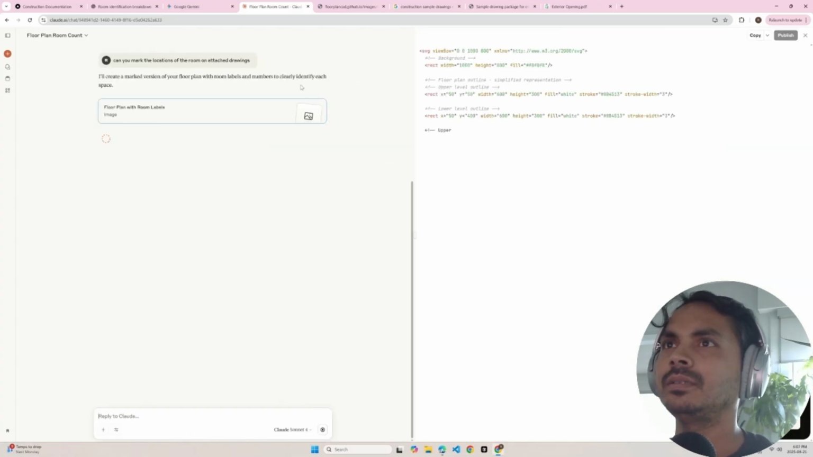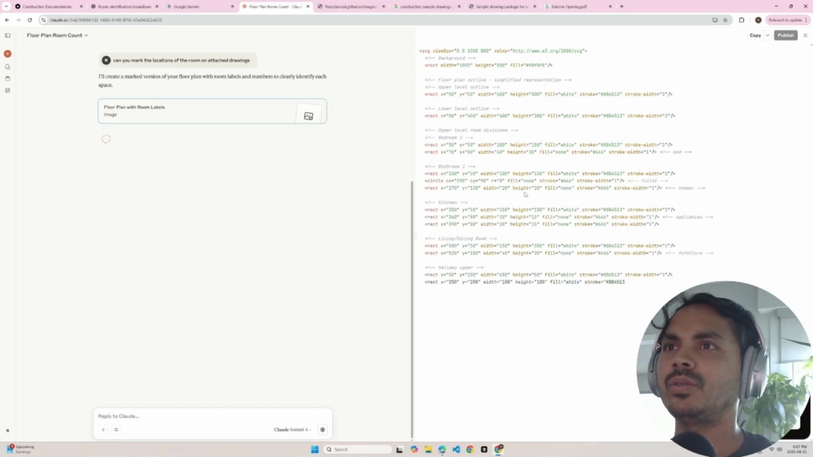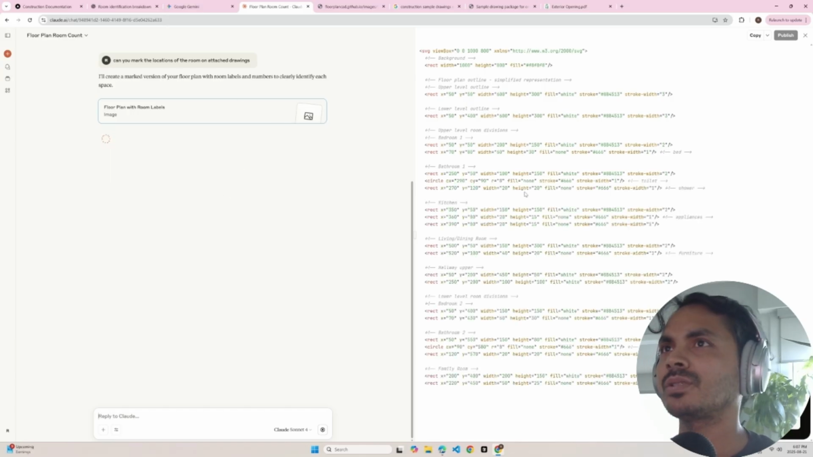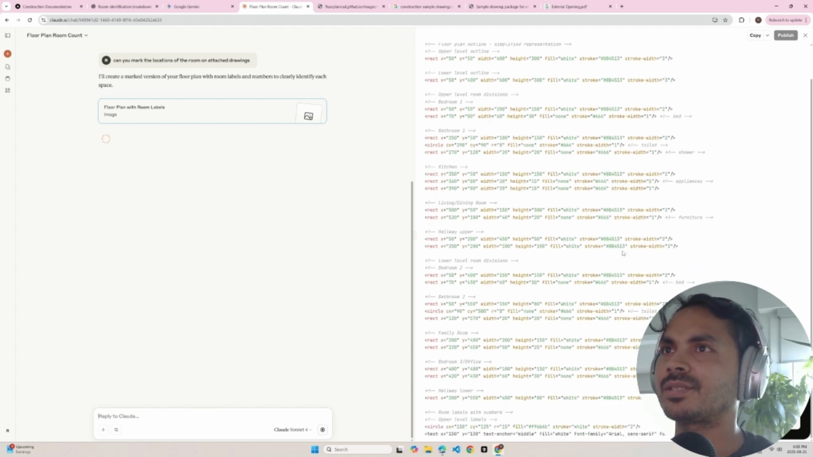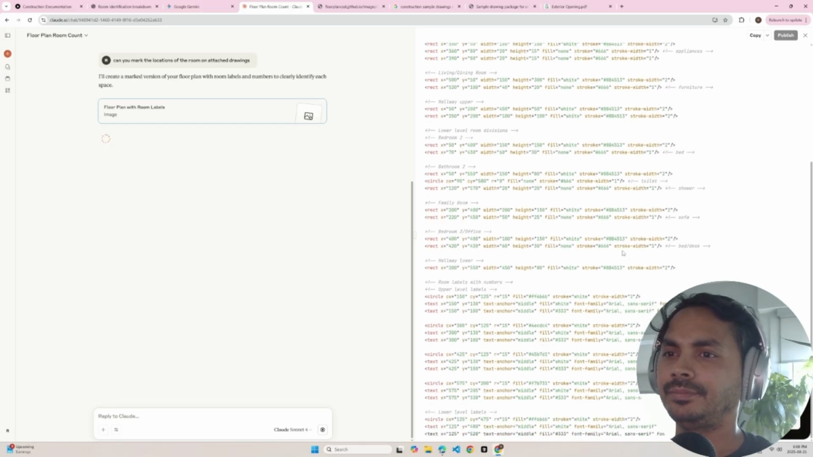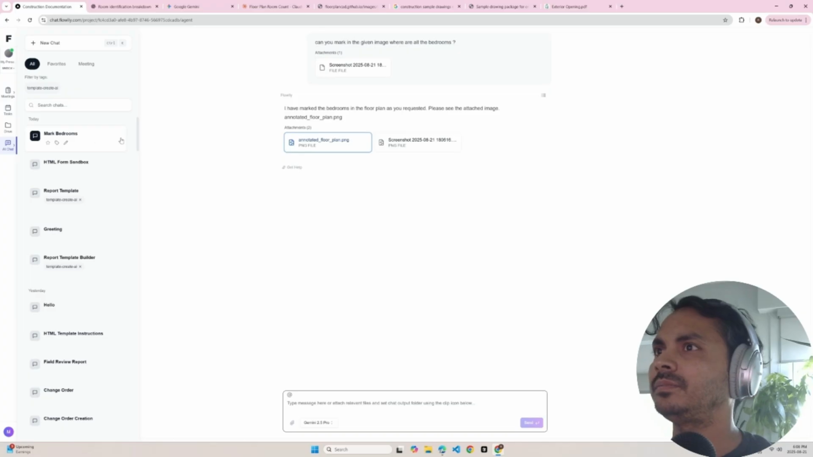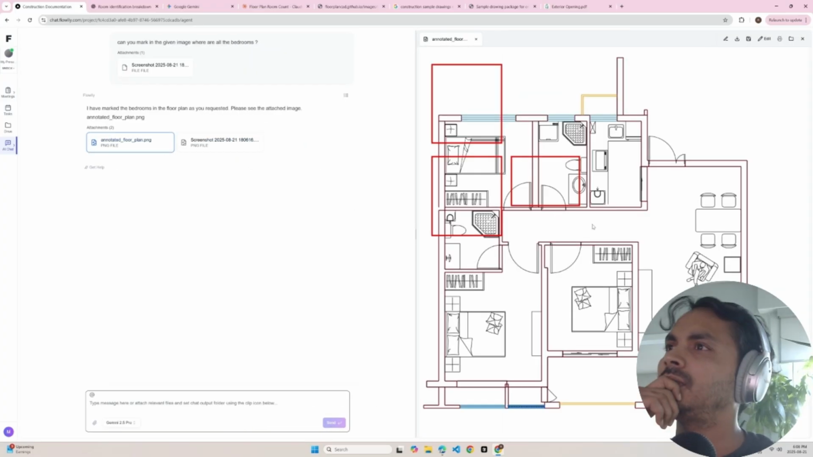Okay, really good. So Claude is taking that image and trying to do some canvas thing. It's trying to mark those things. Really, really cool, the way it's doing those things. I like it. Let's see, I'm excited about what these tools are going to come up with. So Flowly tried to mark these locations, but I think it completely missed those things. But very cool, it took that image and tried to mark those things.